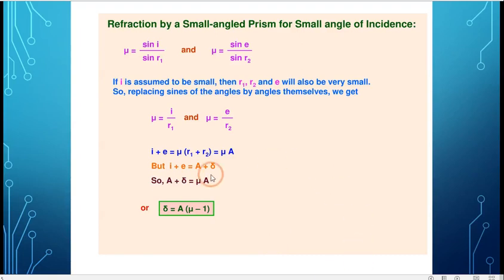But we know that I plus E is equal to A plus delta. I plus E हो गया mu A. So A plus delta is equal to mu A. Delta is equal to mu A minus A. So it is A into mu minus 1. Where A and mu are constants for a given prism. So for a thin prism, for small angles of incidence, angle of deviation is always constant.